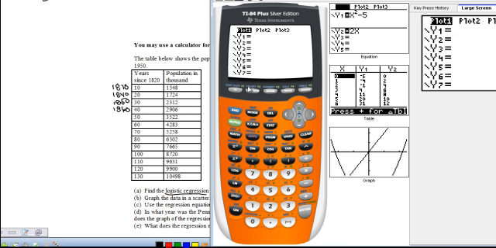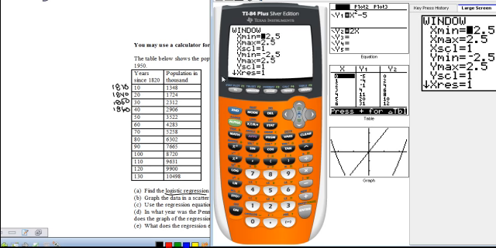So I'm going to go to my window, and I'm going to change my window. Since my x value starts at 10 and goes to 130, my min is going to be 0. My max is 140, and I'm going to go up by 10s. Your y value, I'm going to start at 0. It goes all the way to 10,498. So I'm going to do about 11,000.